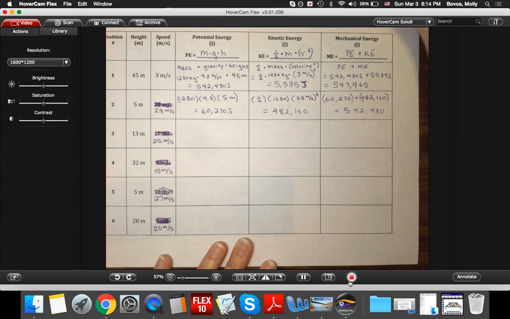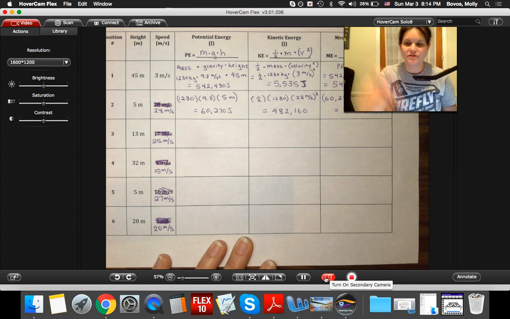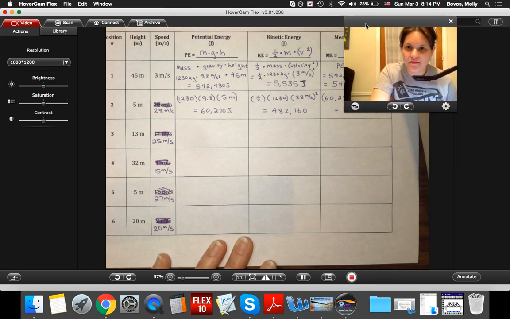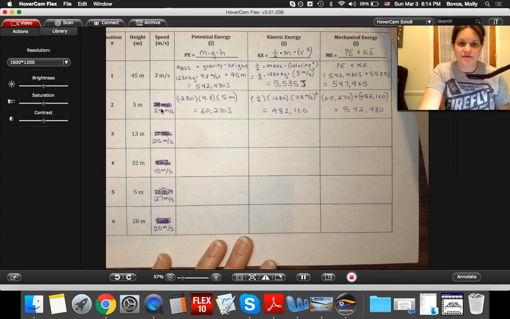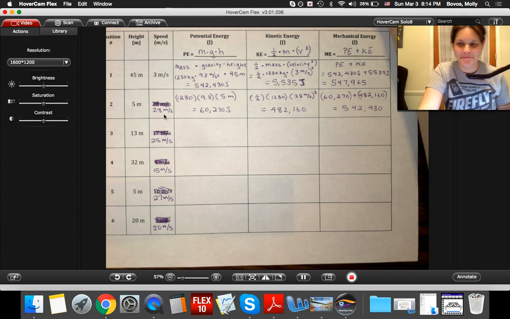Okay, this is what I have so far for you guys. You can see this is where I've fixed now the velocities here to match what you guys should have fixed in the beginning of class.